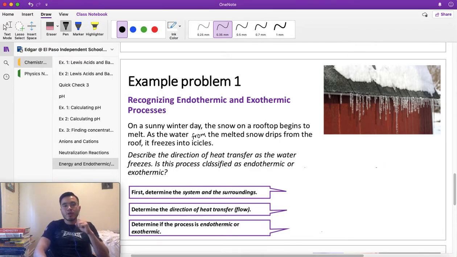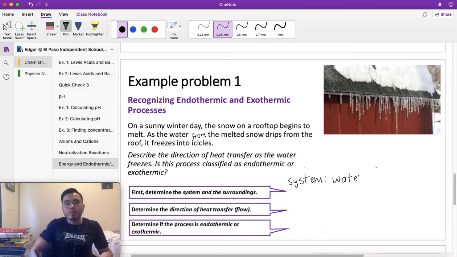The first one is determine the system and the surroundings. Where is our attention focused on? If you look at the question, describe the direction of heat transfer as the water freezes. So the water is the system because we're going to focus on what happens to the water. So let's write system would be water. And then everything else will be the surroundings. We'll say air. So surrounding, air.